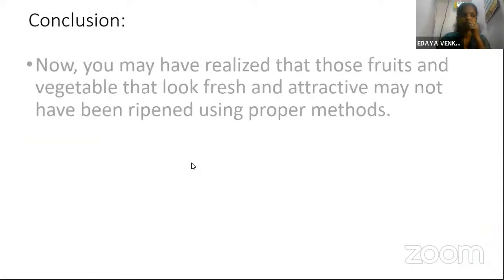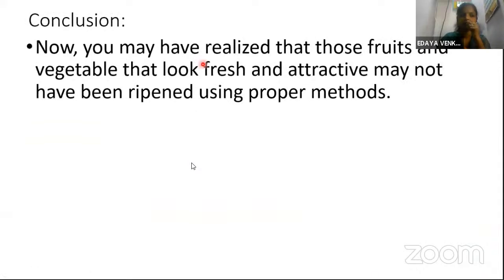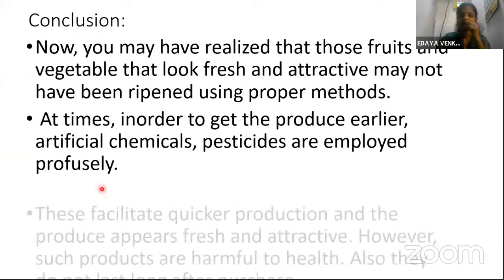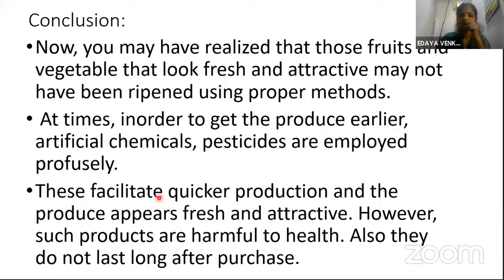You may now have realized that those fruits and vegetables that look fresh and attractive may not be ripened using proper methods. At times, in order to get the produce earlier, artificial chemical pesticides are employed profusely. These facilitate quicker production and the produce appears fresh and attractive. However, such products are harmful for health. Also, they do not last long after purchase.